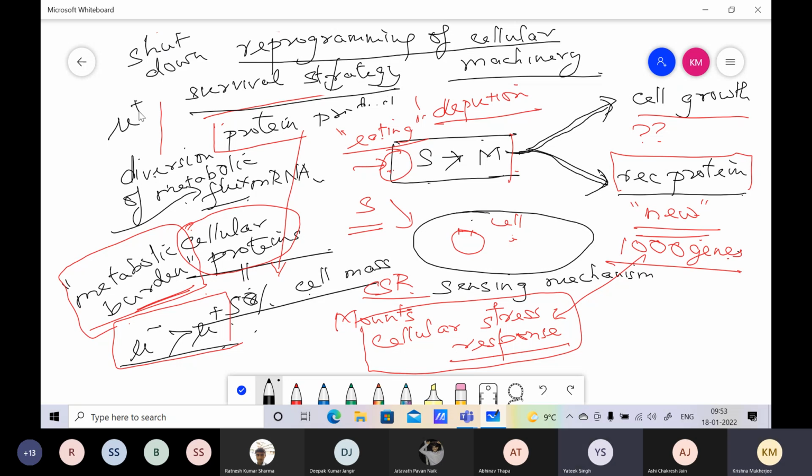So this whole notion that mu plus is less than mu minus is a very simplistic notion earlier of diversion of metabolic fluxes. Now we understand that it is no longer diversion of metabolic flux. It is a much more complex reprogramming of the cell.